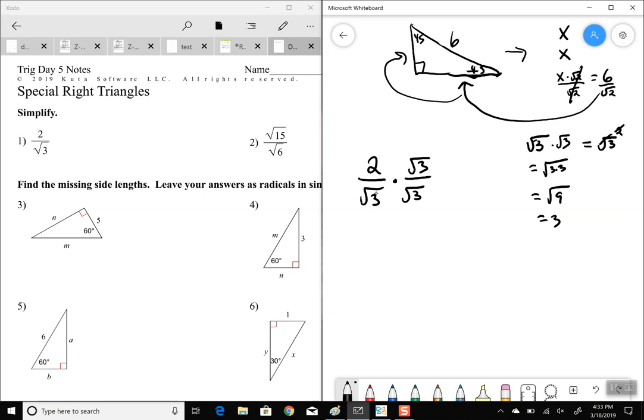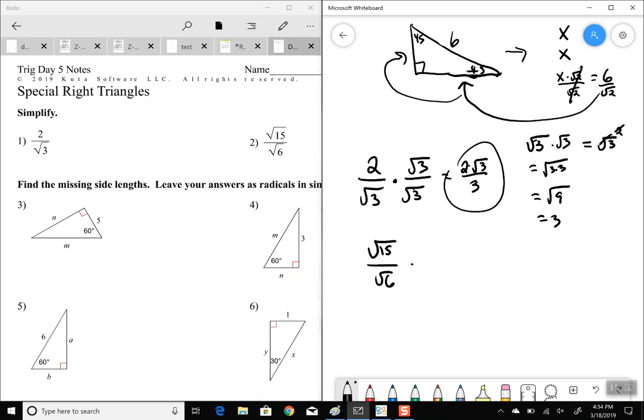So this is always square root of 3 times square root of 3, which is square root of 3 squared, so it just goes away. So this becomes 2 times square root of 3, over 3, because these square roots cancel out. I can't reduce that anymore, so this would be my final, simplified answer. And then number 2, square root of 15 over square root of 6.